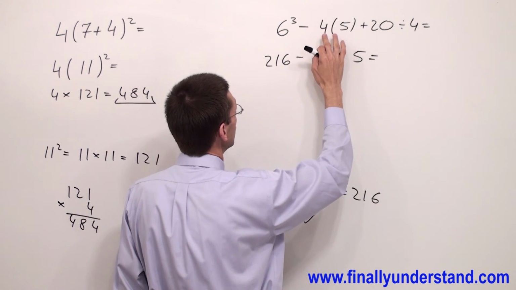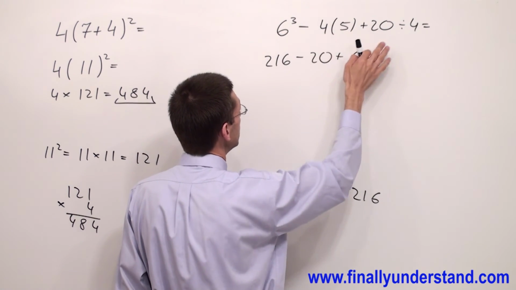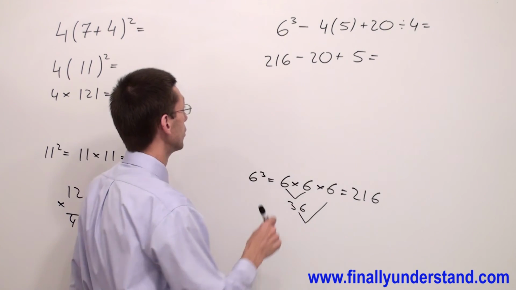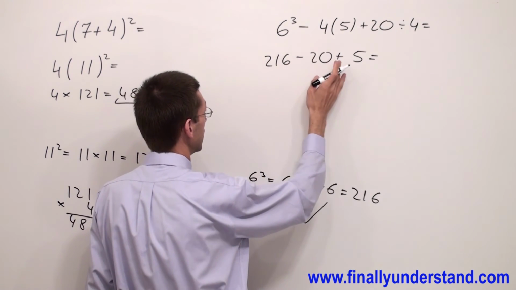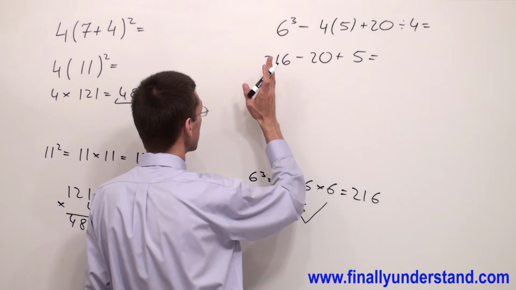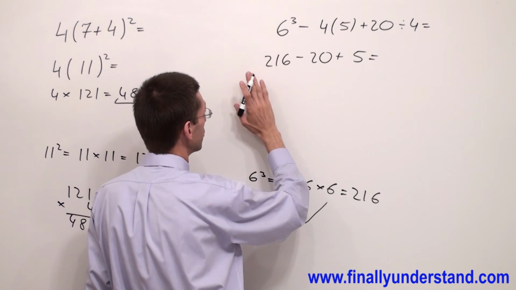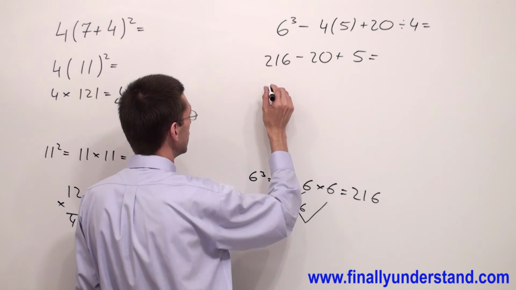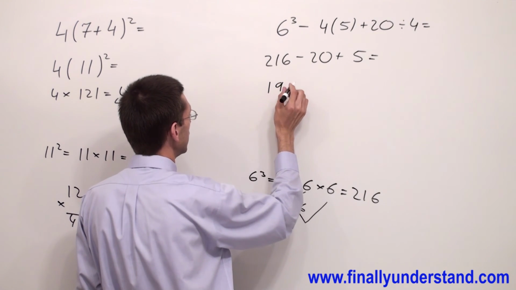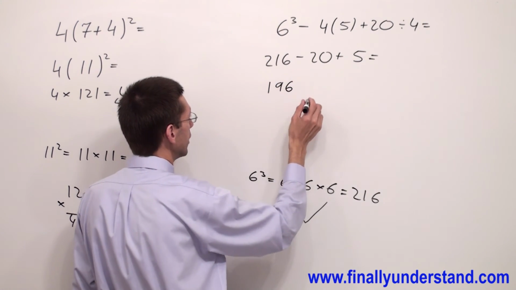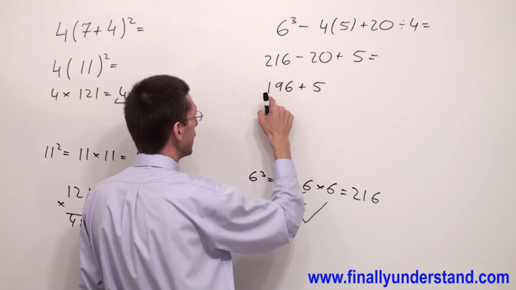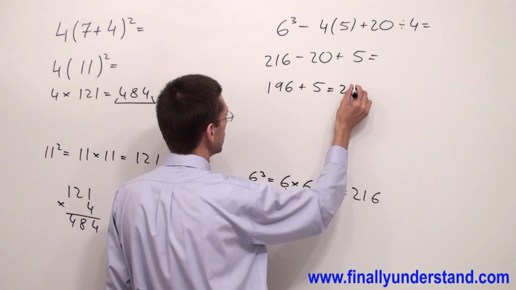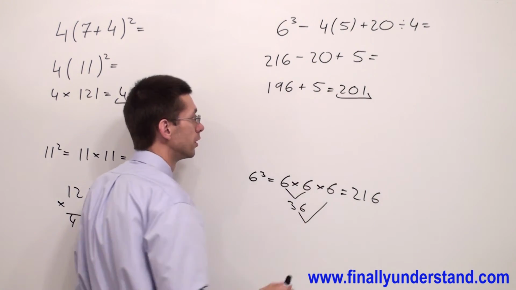Remember, we're supposed to perform multiplication and division at the same time because they are equally important. So, because I have subtraction and addition at this moment, I simply perform the operations from left side to right side. I have 216 minus 20, which is 196, plus 5. 196 plus 5 is equal to 201. And this is the solution to my problem.